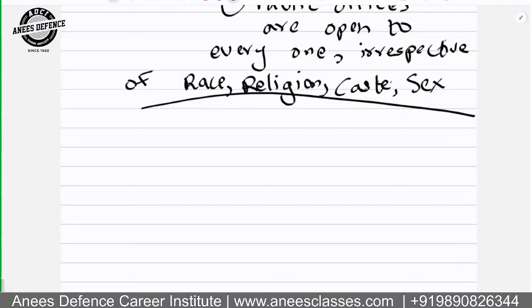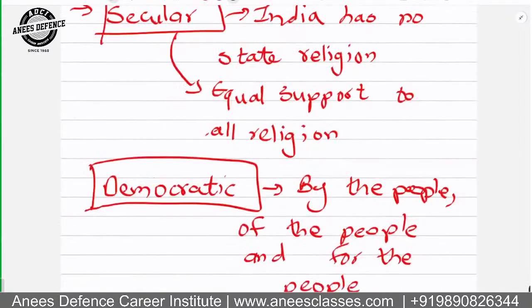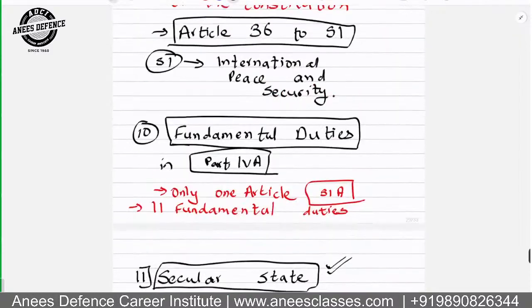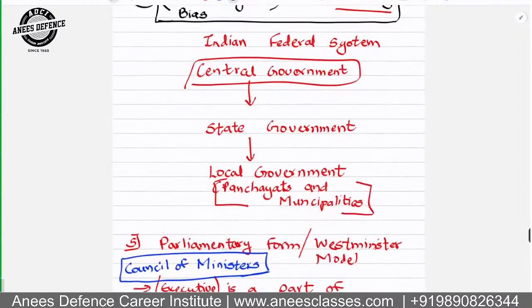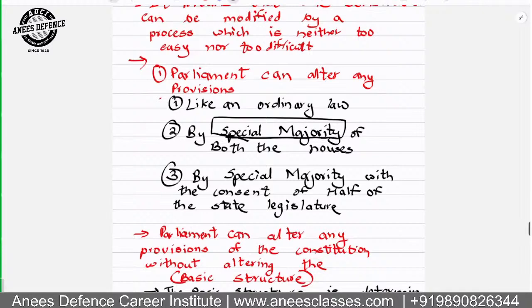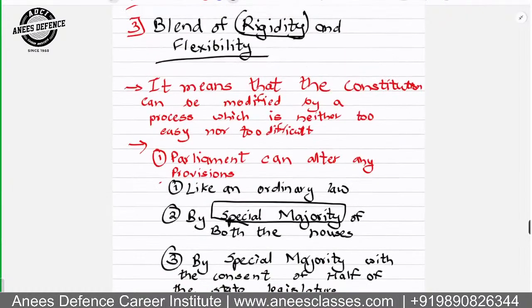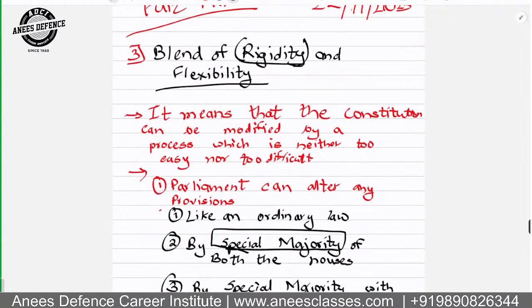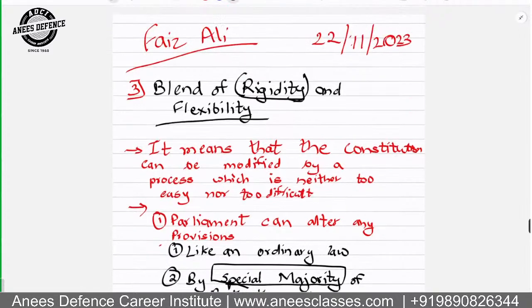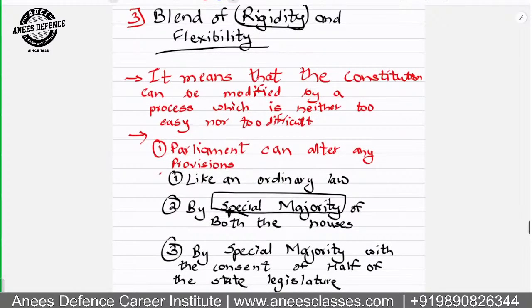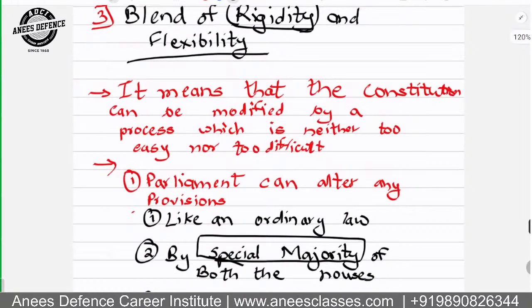Now, we will conclude our lecture here for today. Let us give a very fast review of what all we have done today. We had started with salient features of the Constitution, which was a very large topic, but we have finished it. And we have also covered many small topics like fundamental rights, DPSP, and whatnot.